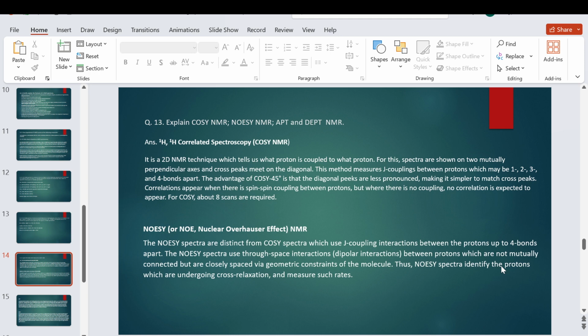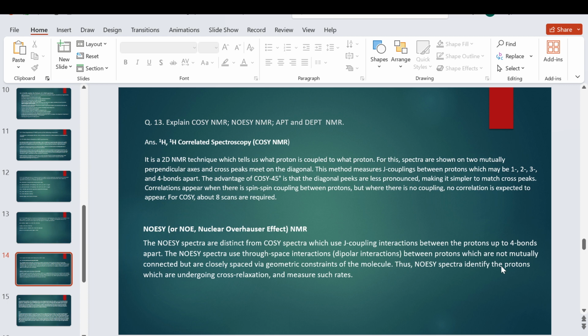Another question reads, explain COSY NMR, NOESY NMR, APT and DEPT. They are very often asked as short notes and the concepts should be familiar. So let us discuss them very briefly. First is COSY. It is a 2D NMR technique which tells us which proton is coupled to which other proton. For this, spectra are shown on two mutually perpendicular axes and cross peaks meet on the diagonal.